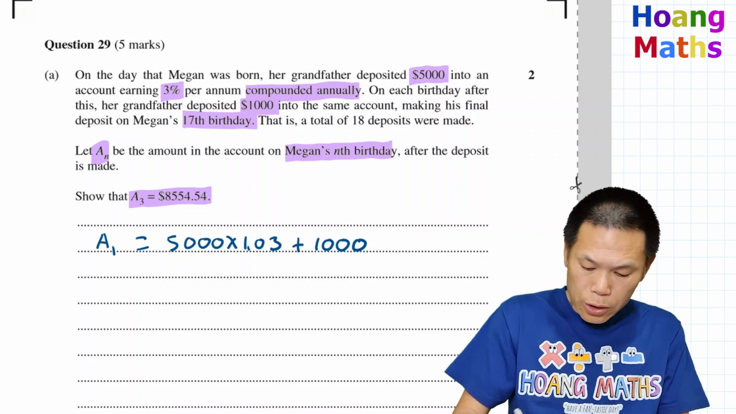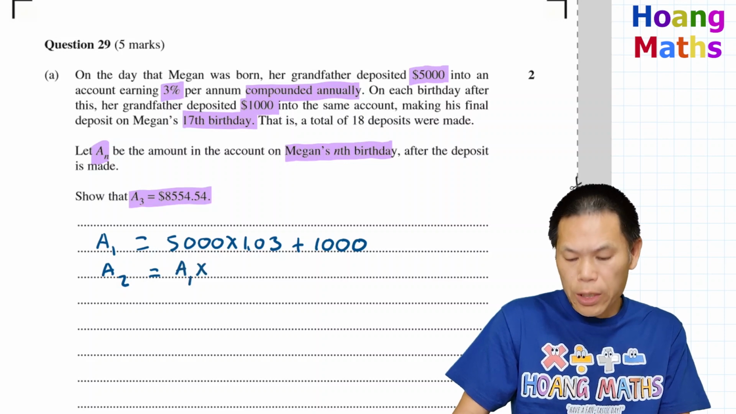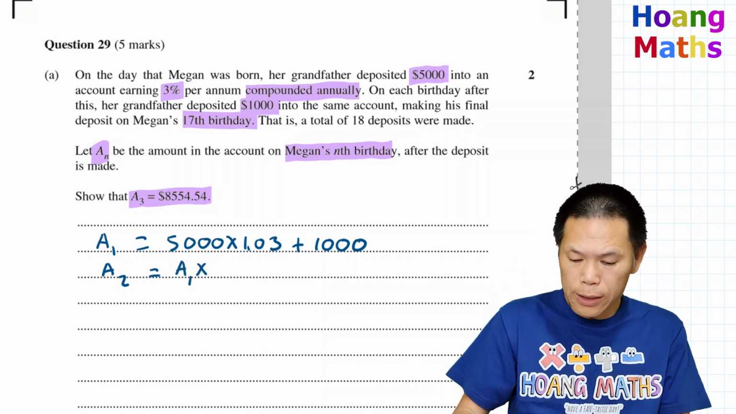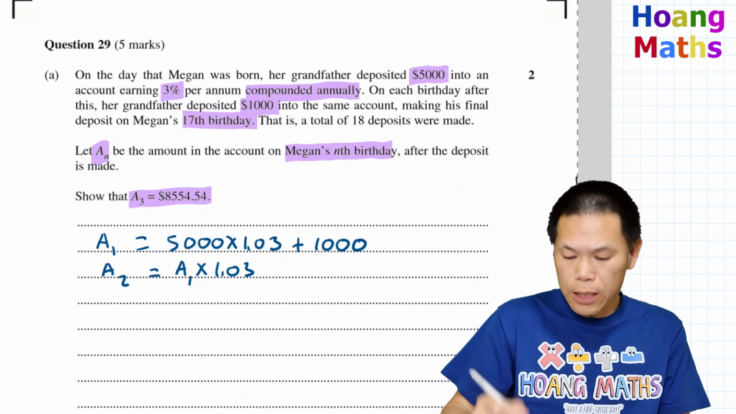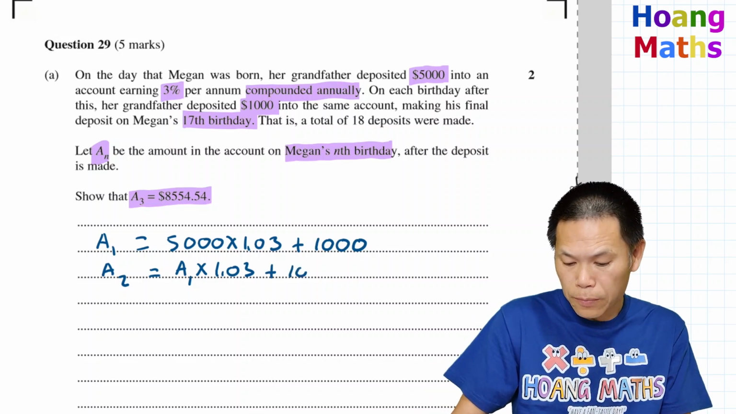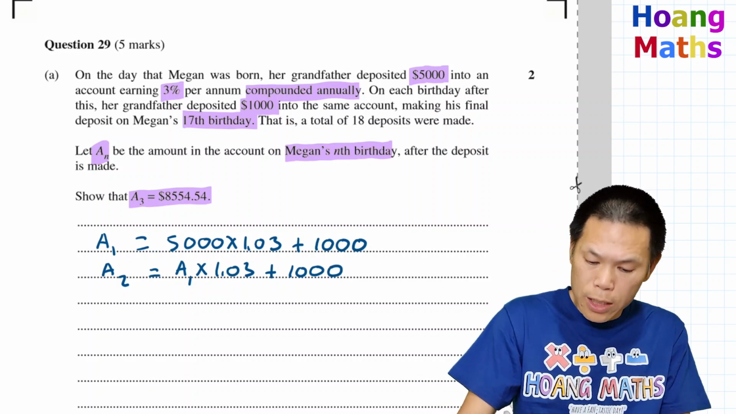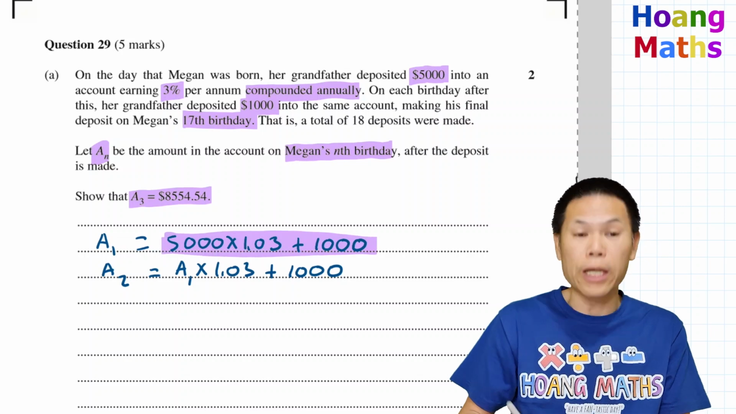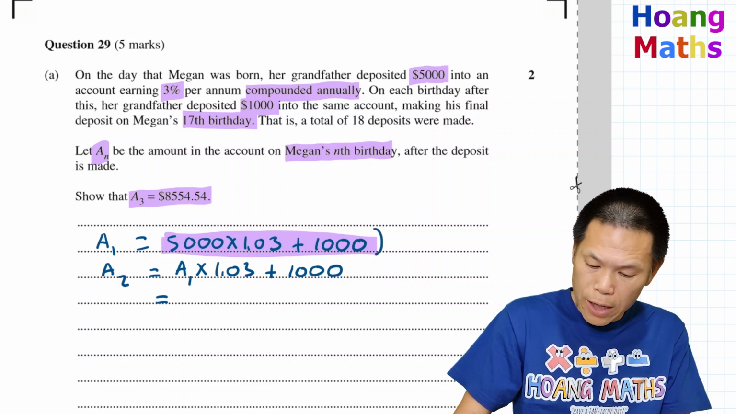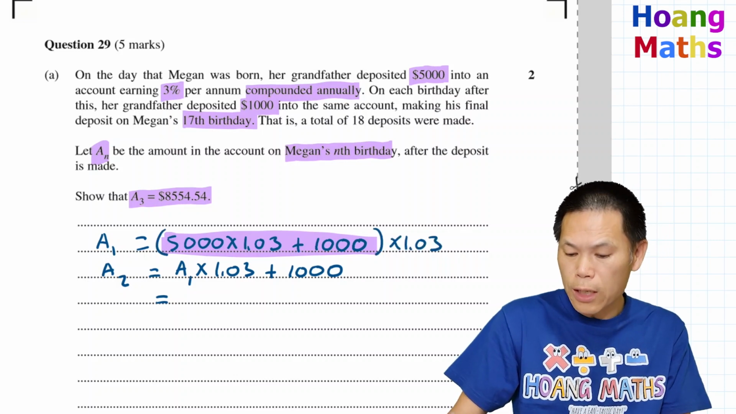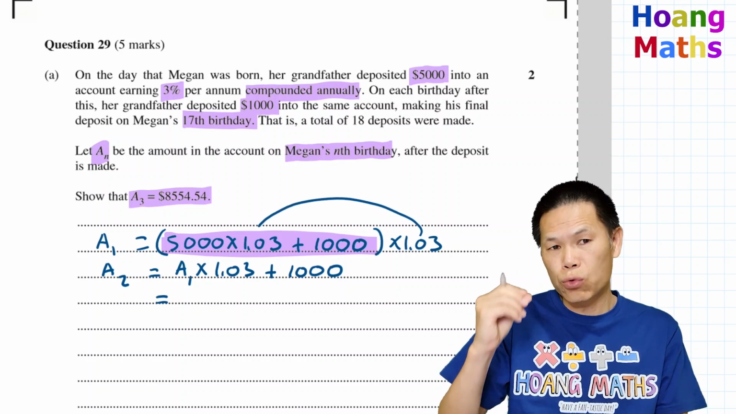Then A2. A2 is equal to A1 with the interest on top, and the interest is 3%. So the amount for this is times by 1.03. And of course, her grandfather deposited another $1,000. So that is A2. Let me expand this. In other words, A1 times 1.03. If this is times by 1.03, then 5,000 times 1.03 gives me 5,000 times 1.03 squared.